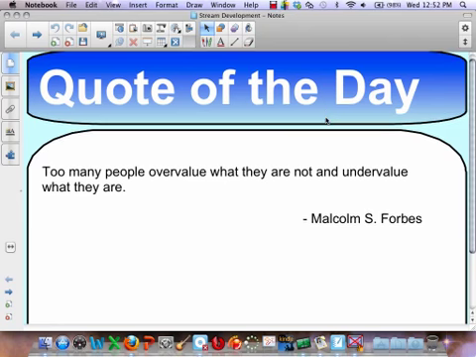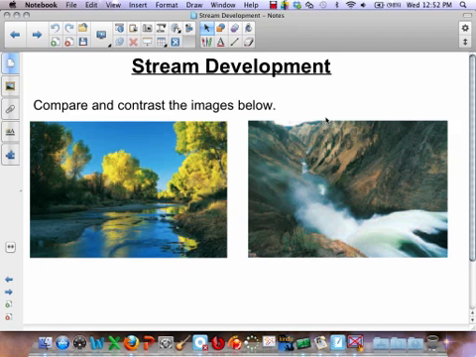So first, I want you guys to take 2 minutes, work with your partner, and compare and contrast the two streams that you see here on this board. And we're going to come back together, and we will share those comparisons, and we'll explain why those comparisons exist. So please take 2 minutes and develop your list.